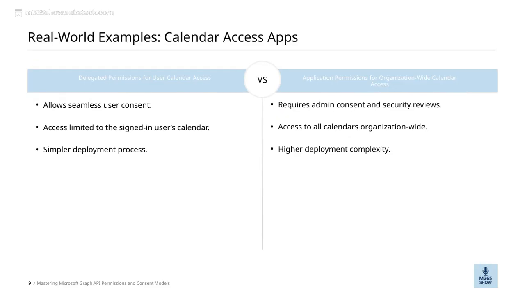Let's take a look at some real-world examples of calendar access apps and how they handle permissions and consent models. First, there's the approach that requires admin consent and security reviews. This method gives the app access to all calendars organization-wide, which can be powerful, but also adds complexity to deployment. It's important to remember that this approach often involves a higher level of oversight and security scrutiny.